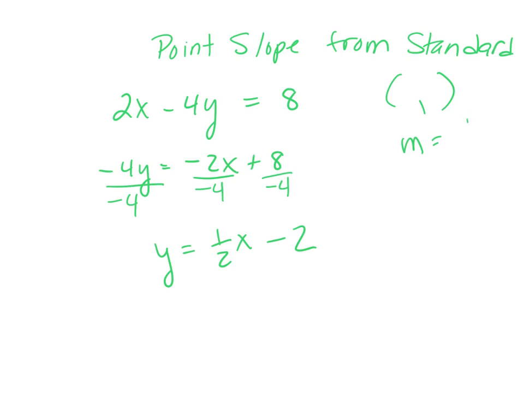We have that the slope is 1/2, and now we just have to find a point, right? So the point is 2, -1, and the slope is 1/2. Are we ready to write a point slope form? We have y plus 1 equals 1/2 times (x minus 2).